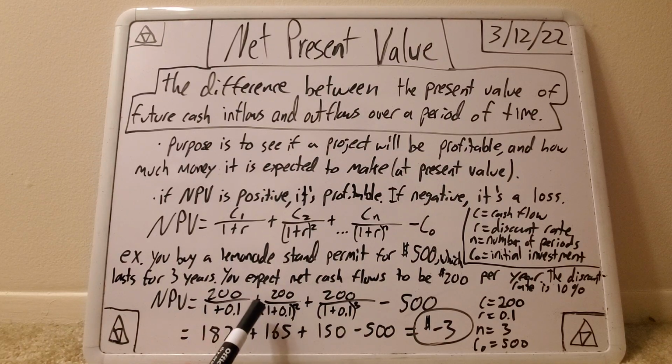And then we go to our second period, which is still the $200 in the numerator, divided by 1 plus 0.1, and this one is to the power of 2 since it is our second period, comes out to be 165. And then our final period, since it's 3 periods in total, is 200 divided by 1 plus 0.1 to the power of 3, which is 150. Then at the end, we subtract that $500 of our initial investment. When we add them all up and subtract that 500, we get a negative $3 for our NPV. Like I said before, if NPV is negative, then the project is not worth taking. Most likely it will create a loss.